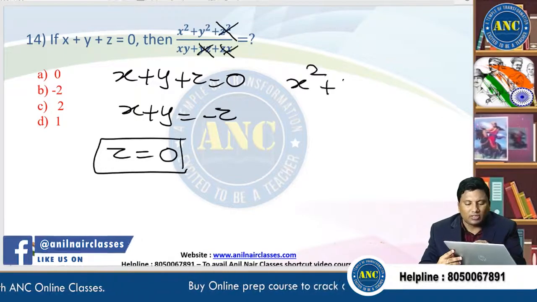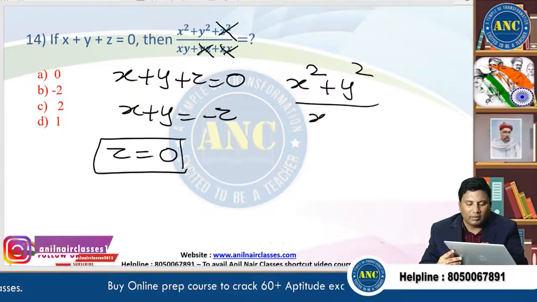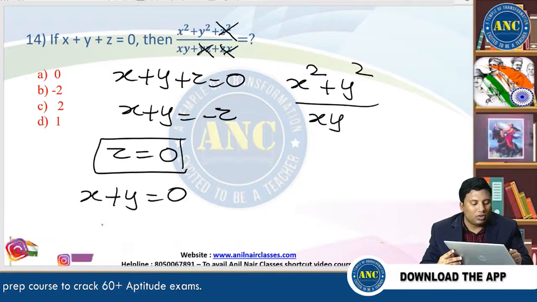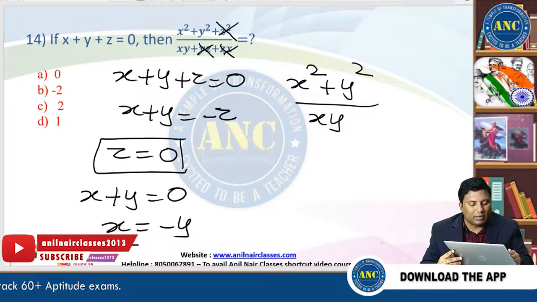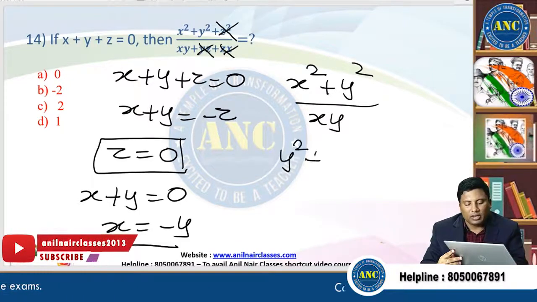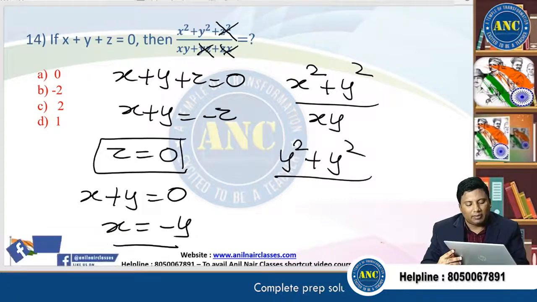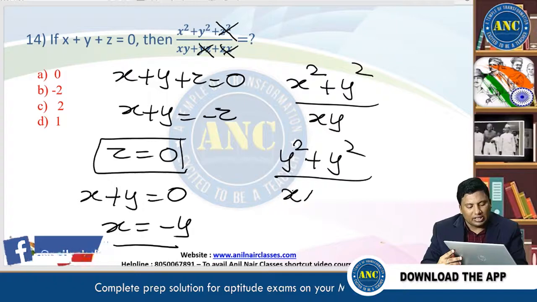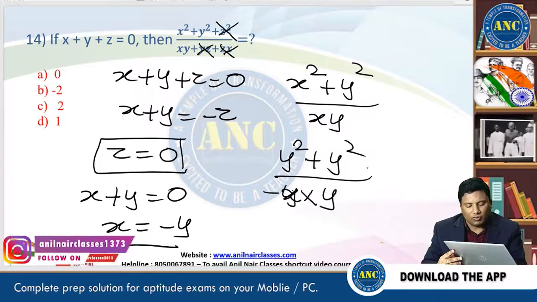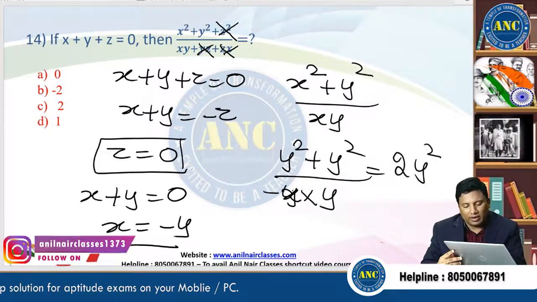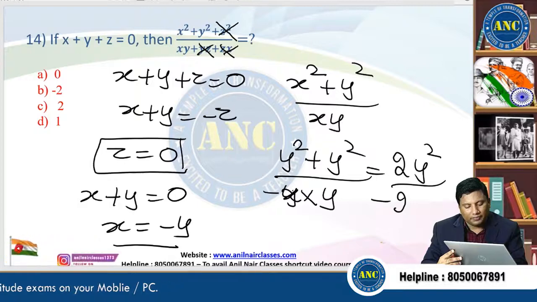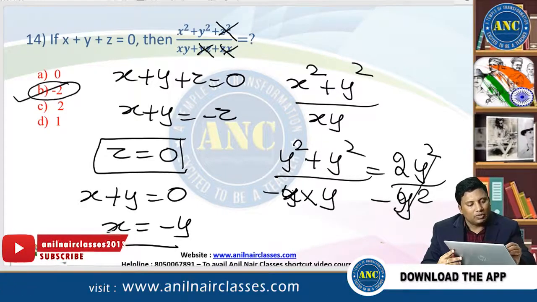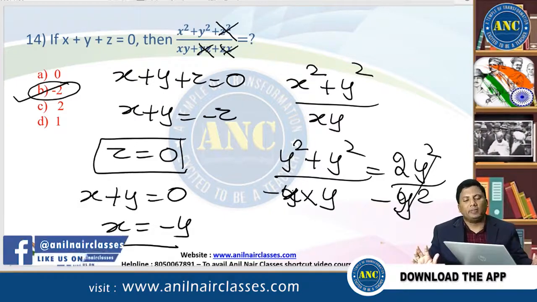x square plus y square divided by xy. If x plus y is 0, x is nothing but minus y. y square plus y square divided by x into y, that is minus y into y. 2y square divided by minus y square. Answer is minus 2. Very easy question. Make dependent variable 0.